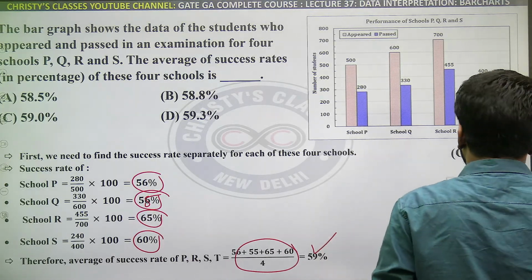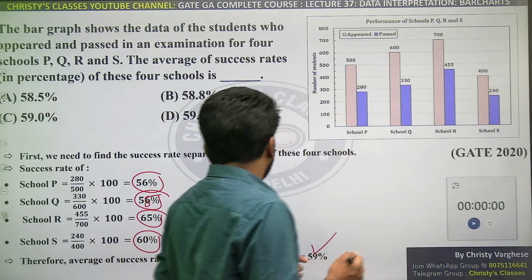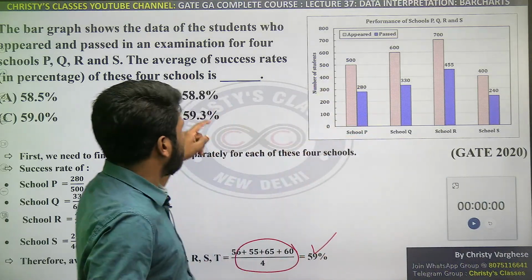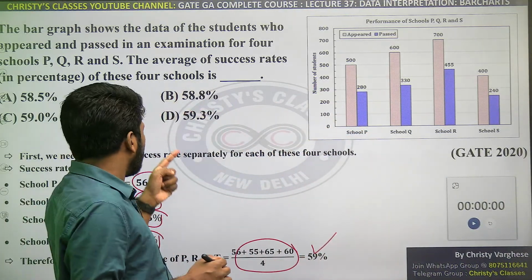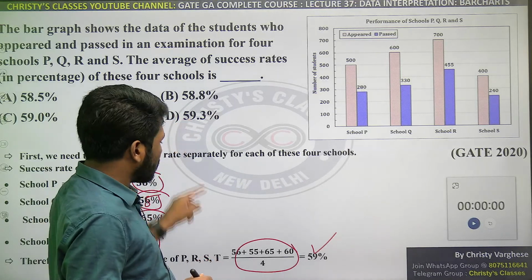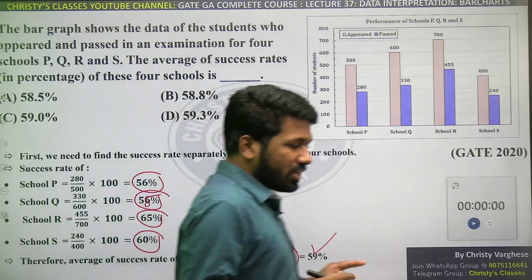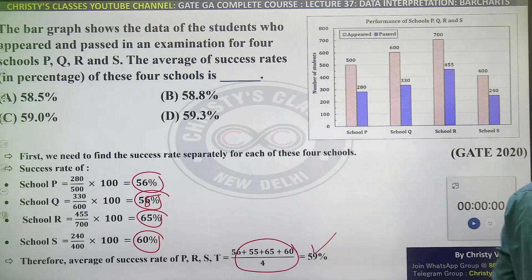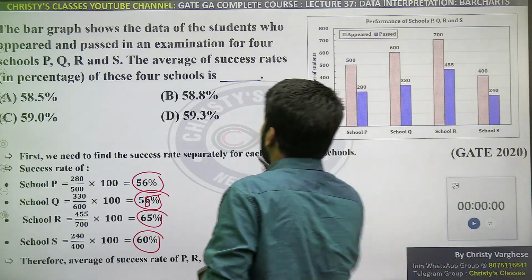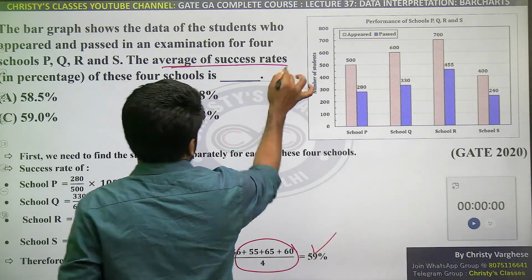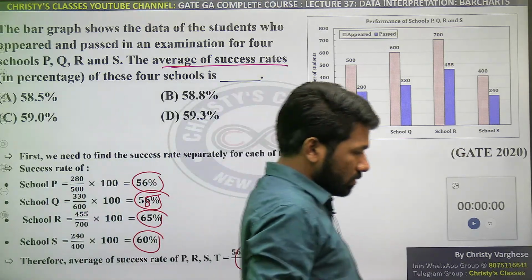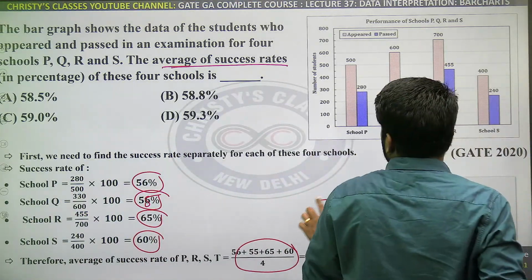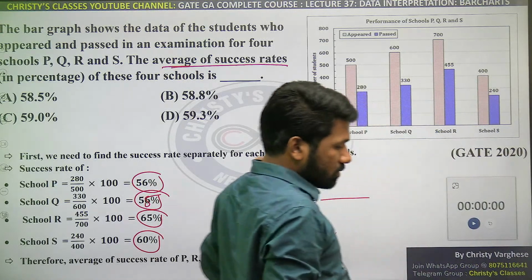Yeah, I think if you add total and total pass by total appeared into 100, you may get this option. That is wrong. That is why they have carefully mentioned that in the options. That is why I told you minutest word also, average of success rates. If that is clear, let's go to the next question.